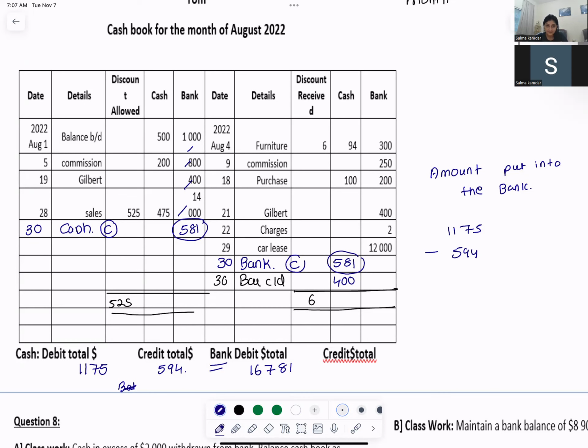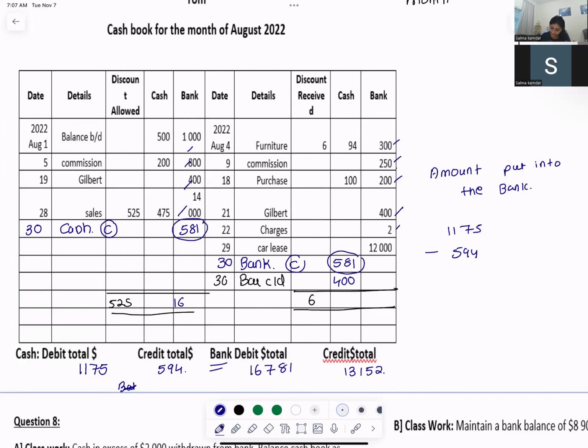What is the credit total of your bank? The credit total of your bank is 750 plus 402 plus 12,000. So it is 13,152. Debit total is more.